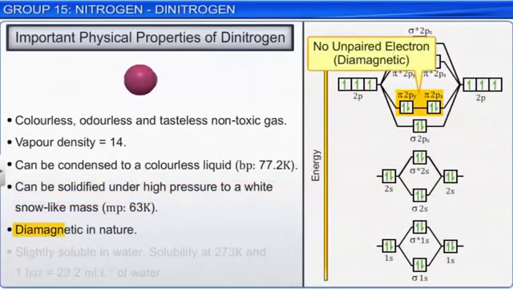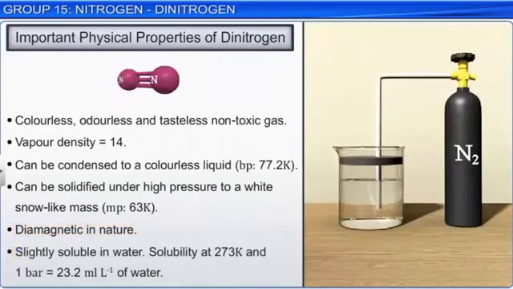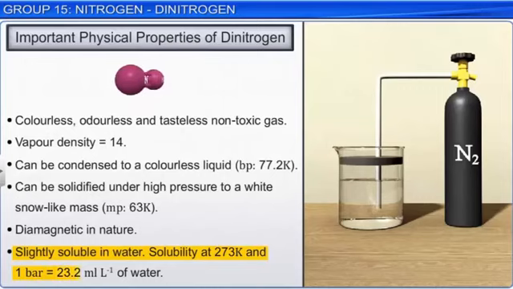It is diamagnetic in nature. It is slightly soluble in water. The solubility of dinitrogen at 273 Kelvin and 1 bar pressure is found to be 23.2 milliliter per 1 liter of water.